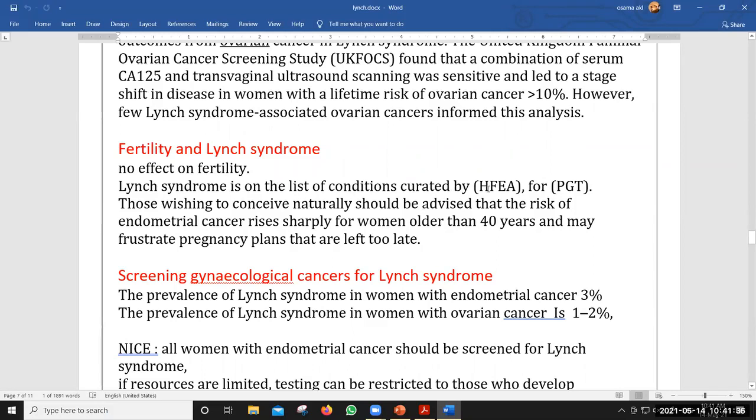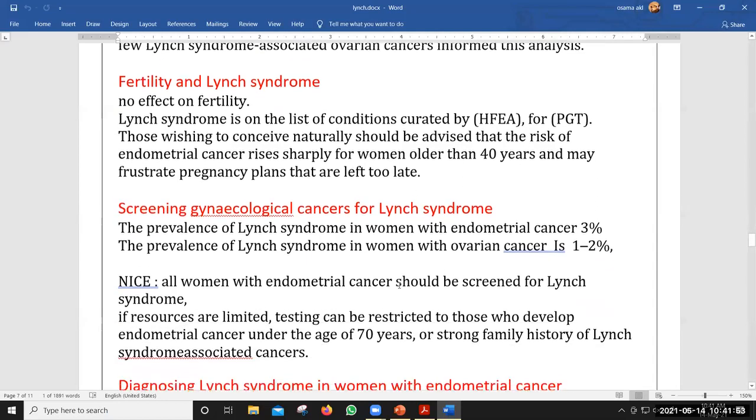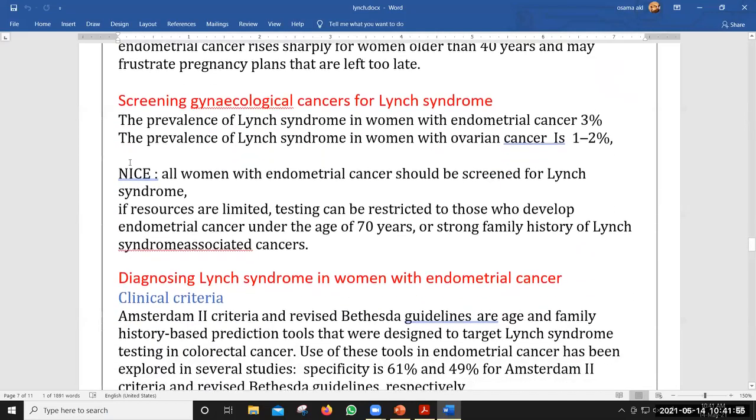And already the Human Fertilisation and Embryology Authority included Lynch syndrome as one of the indications of IVF and PGD. So we can counsel the couple about it. Actually, most couples will say, no, we will have a normal pregnancy without IVF and PGD, but it's an option. Okay. We said, nice, recommend testing for Lynch in any endometrial cancer if you have low resources. If it's endometrial cancer below 70 years, test for Lynch.